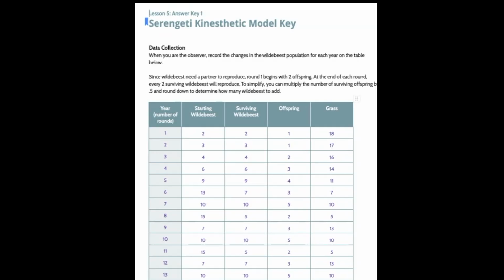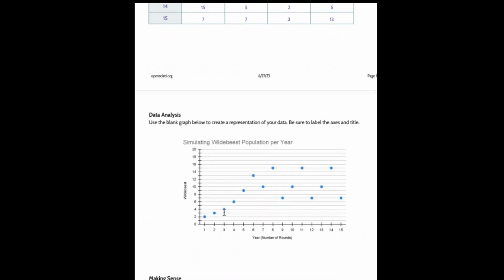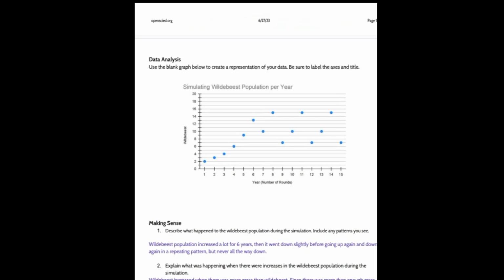However, it depends on how many kids are in your class, whether it will go into these higher numbers right here. Then they're going to graph the data, and I'll show you the slides that go with this next. But you can see that we're going to have a lot of resource availability, so it's going to go up exponentially until we get to this carrying capacity, and then it goes up and down. We're absolutely developing the term carrying capacity by the end of this lesson.